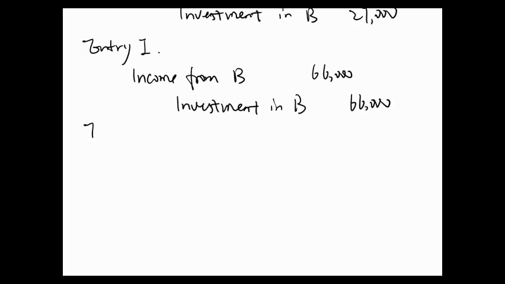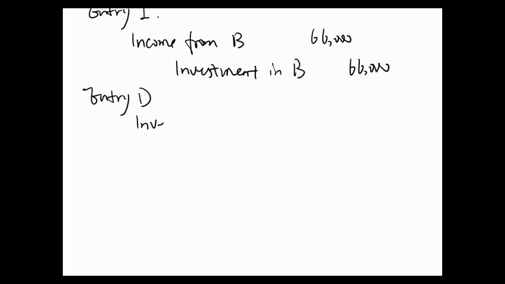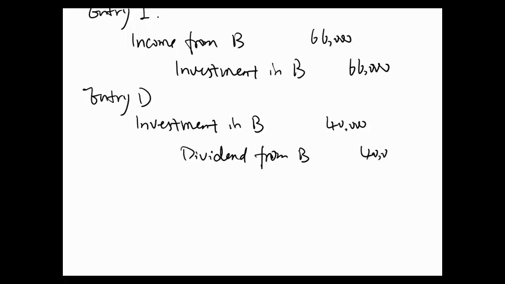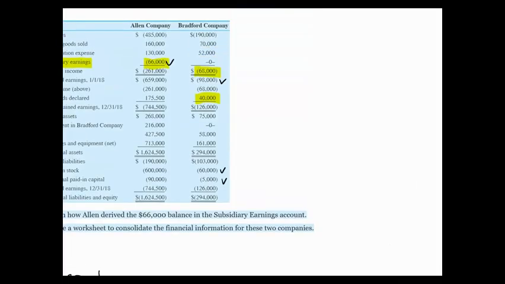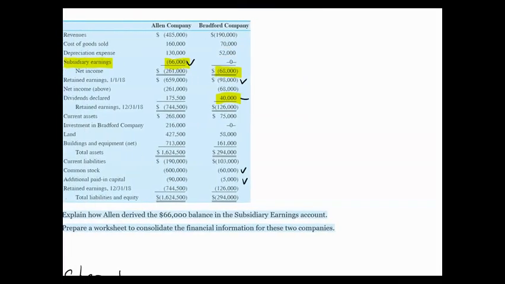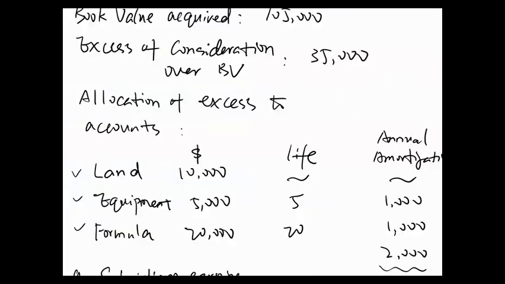The next one is entry D, to eliminate the inter-entity dividend payment. We debit investment in B and credit dividend from B. That is 40,000. How do we get 40,000? Come back to the financial data. We know that Bradford declared and paid 40,000 dividend, so we need to eliminate this one as well.